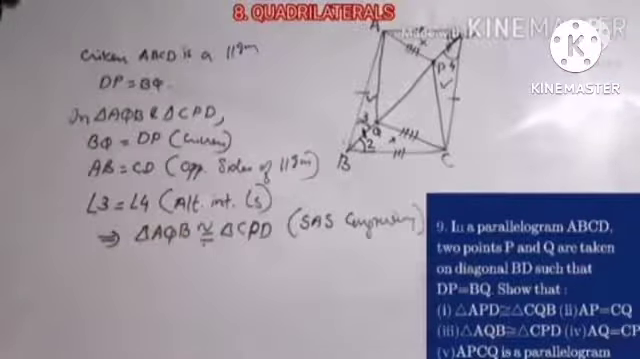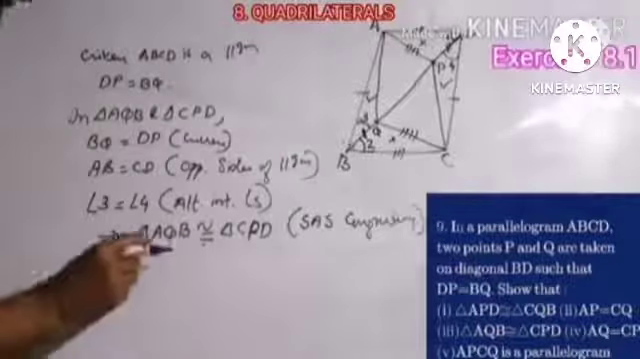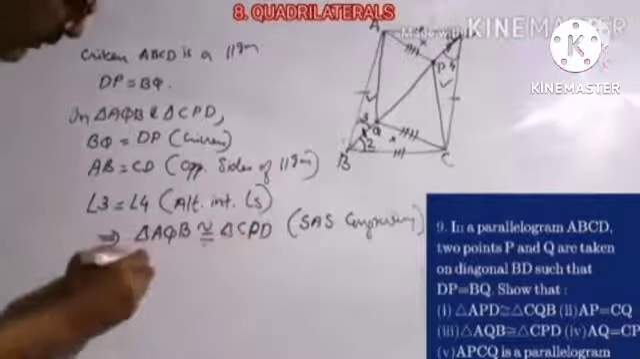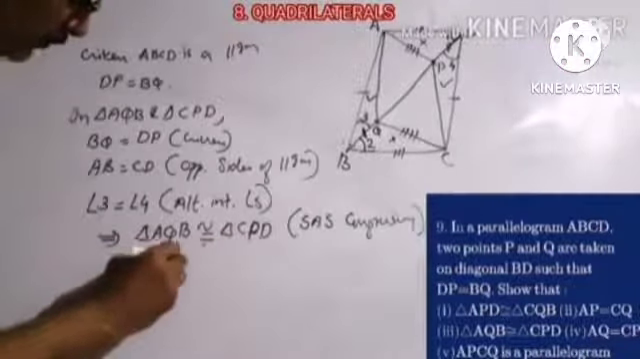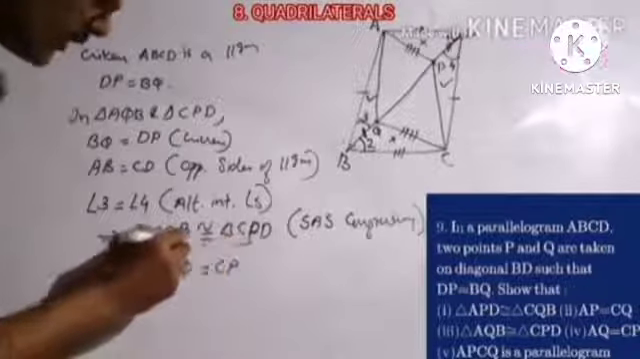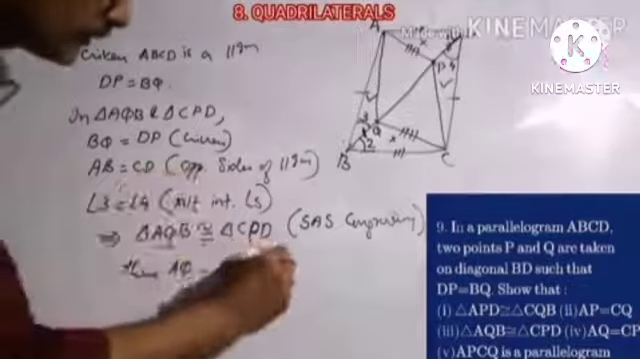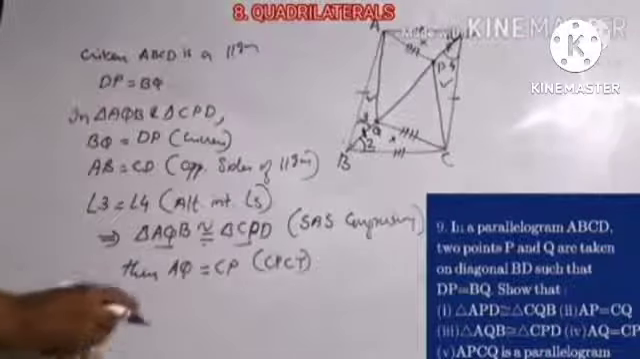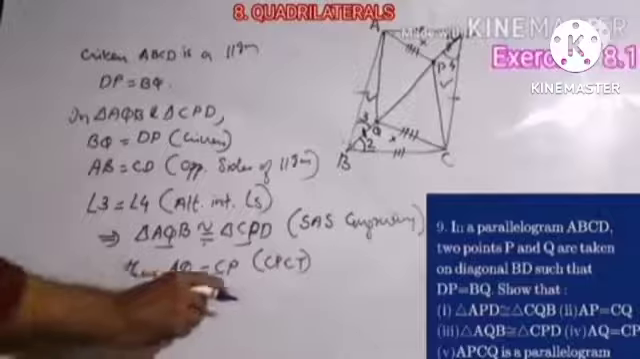Next, answer 4. AQ is a side of triangle AQB, and CP is the corresponding side of the other triangle. So AQ equal to CP. These two sides are equal by CPCT. So that is completed. Answer 4 completed.